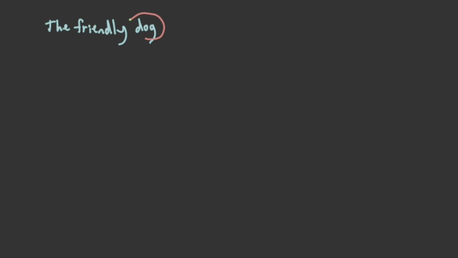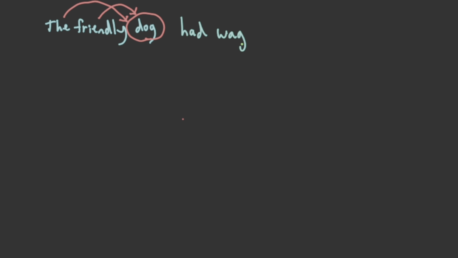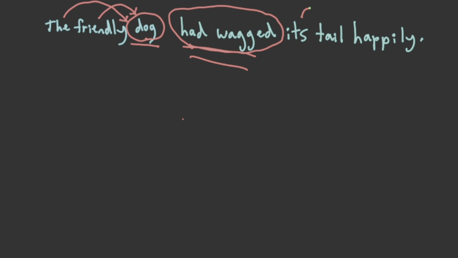Dog here is the subject, modified by the adjectives the and friendly. And two, it needs a complete predicate, which includes the simple verb and all of its objects, complements, and modifiers. One example is had wagged its tail happily. Had wagged is the verb, followed by the object tail and adverb happily.